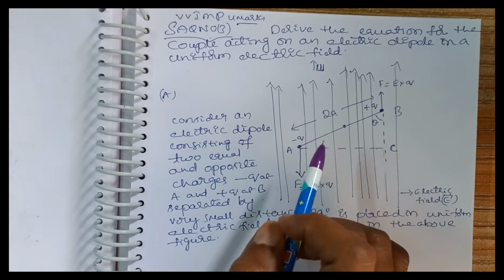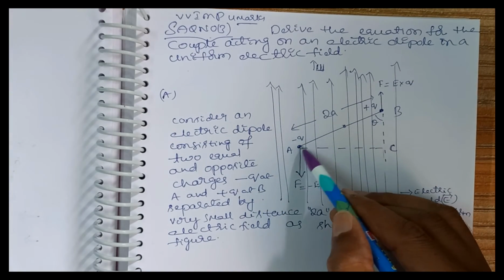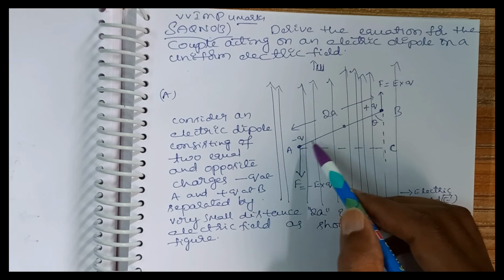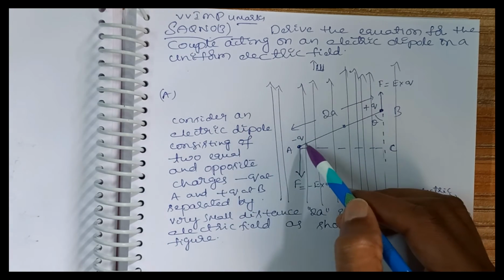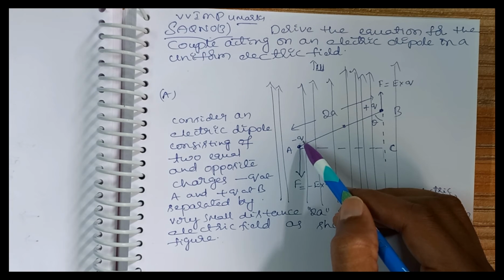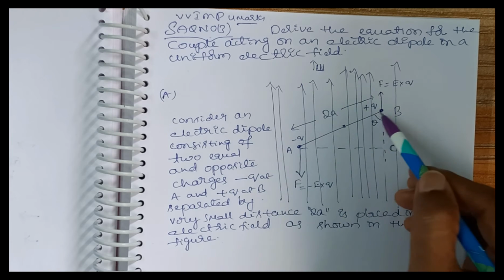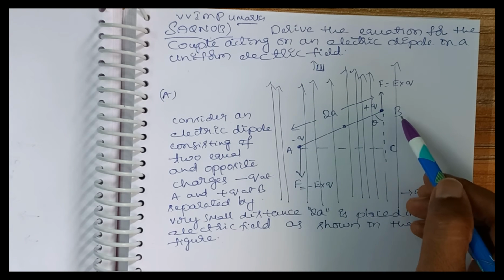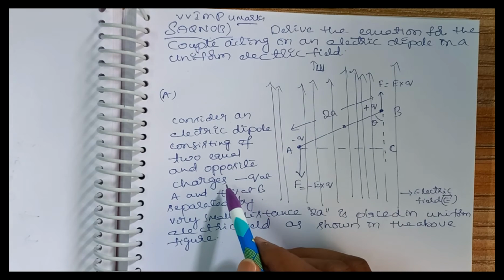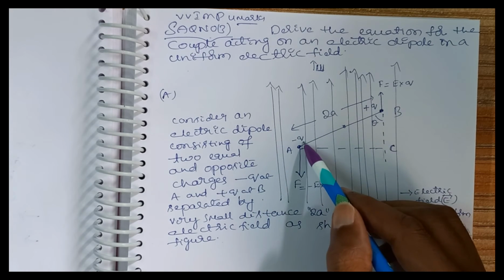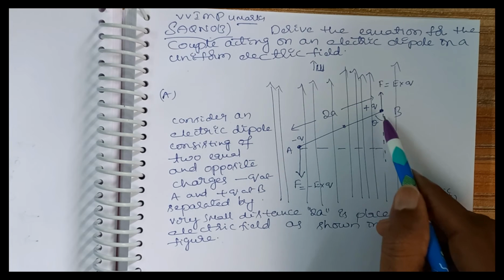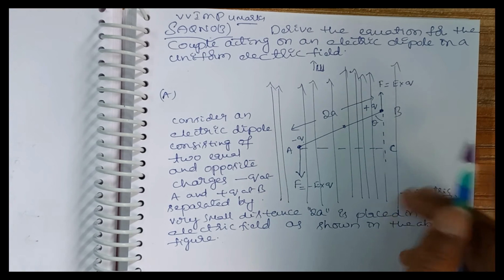We will use all of them here. So consider AB is the electric dipole. Consider an electric dipole consisting of minus q at A and plus q at B. Minus q is at point A, plus q is at B.